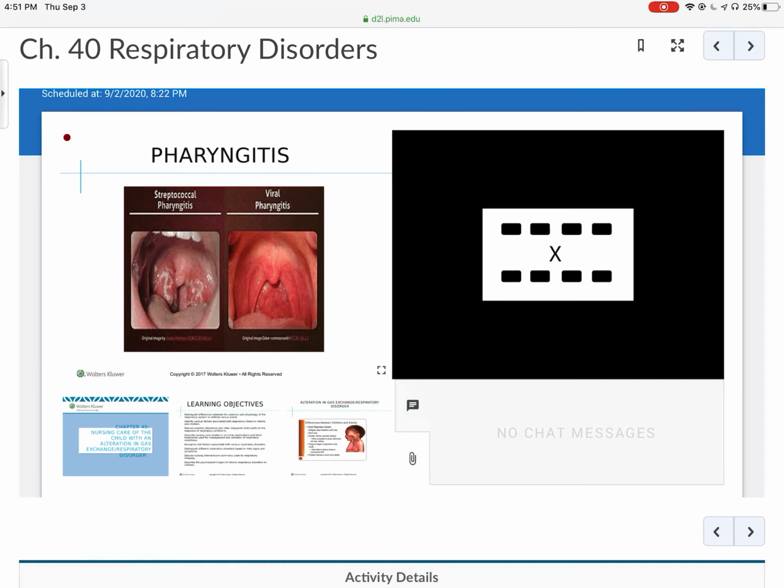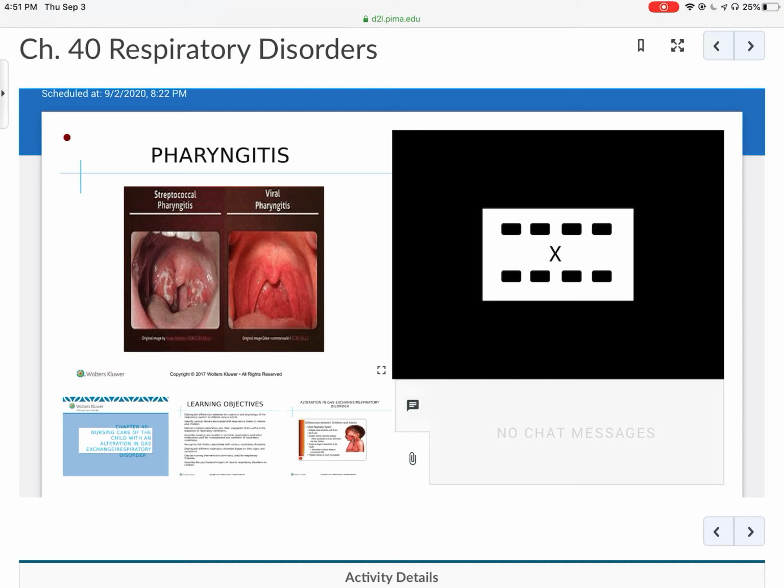And so a peritonsillar abscess would be swelling, and it shifts the uvula over a little bit, and they'll have some edema in the palate. And then a retropharyngeal abscess is just getting worse, and it can cause complete airway obstruction.